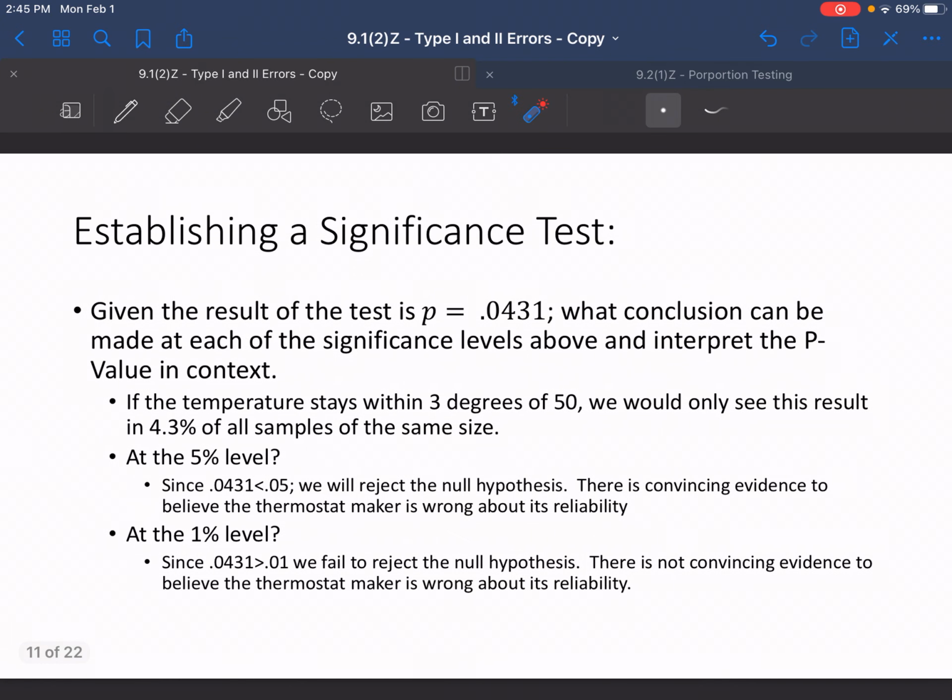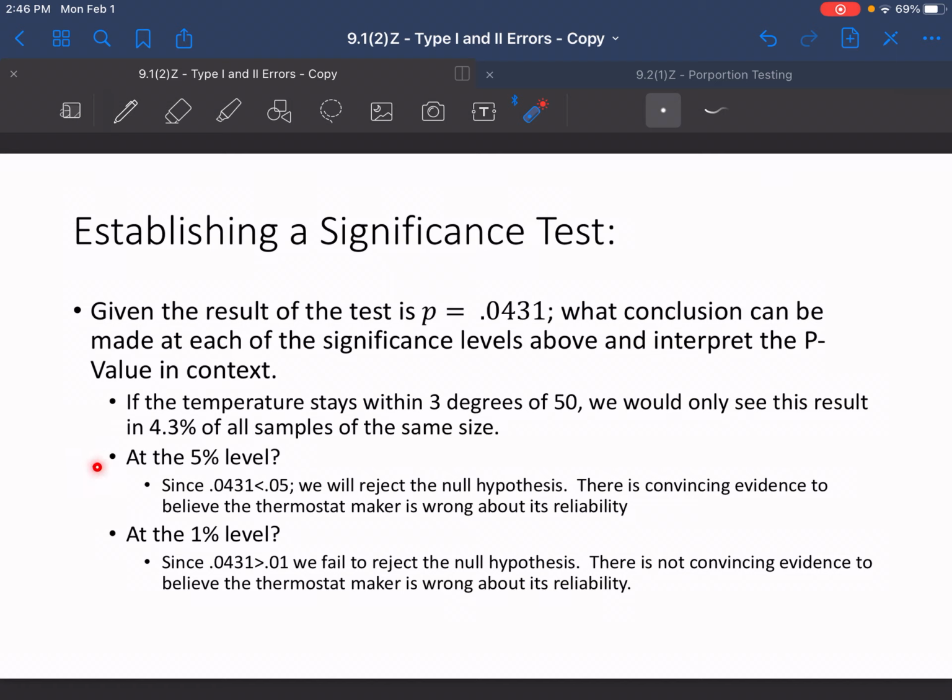So given the result of the test is P equal to 0.0431, what conclusion can be made at each of the significance levels above, and how do we interpret the P value in context? Well, if the temperature stays within 3 degrees of 50, we would only see this result in 4.3% of all samples of the same size.